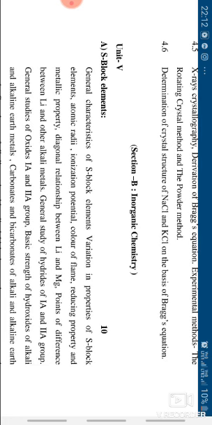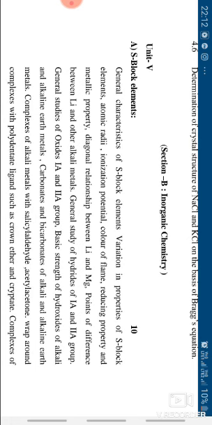The next is the inorganic chemistry section, and this is included in the 5th unit. The first point is S block elements. In the previous lecture we had seen the periodic table. The periodic table has been classified into 4 blocks: S, P, D and F. In that we had seen the group 18 elements also, which belong to the P block. But today we are going to see the S block elements.